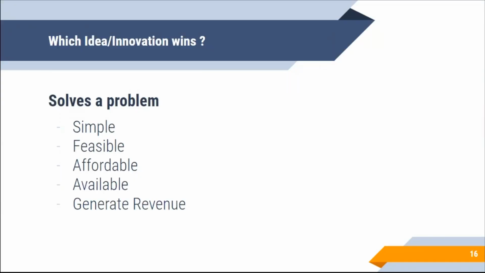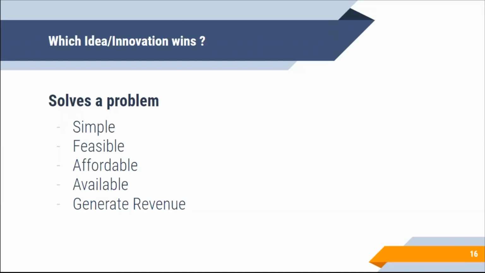Then, which idea or innovation wins? Anybody can think, anybody can give ideas, but are all the ideas going to win? No. Only very few ideas are going to win. Even world-leading companies like Google, Facebook, or Nokia have also seen failures. Why? Because an idea which has the following properties will only win.